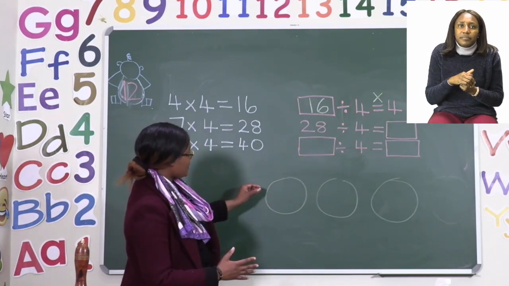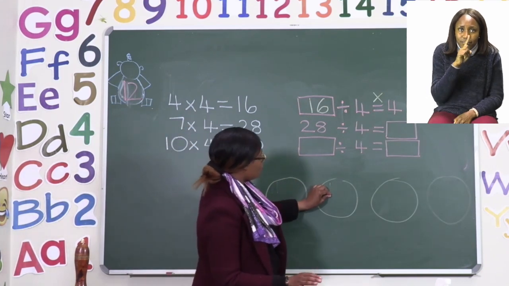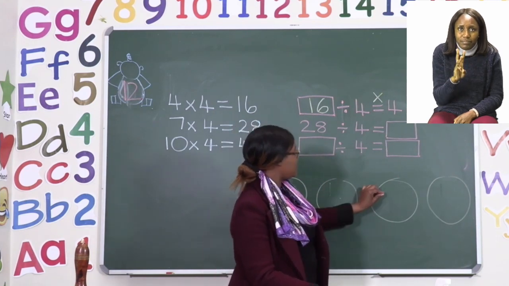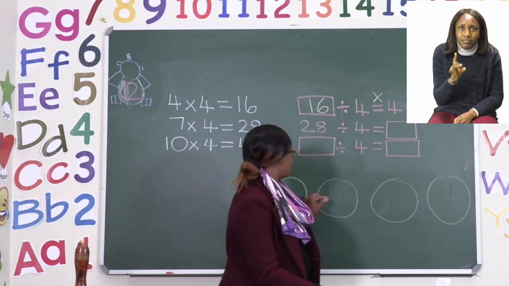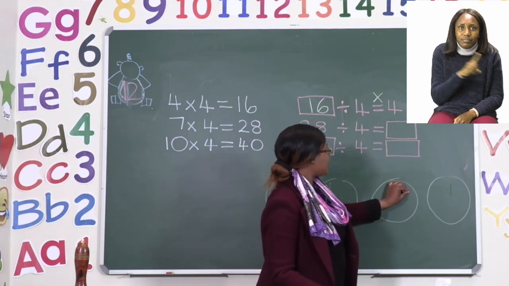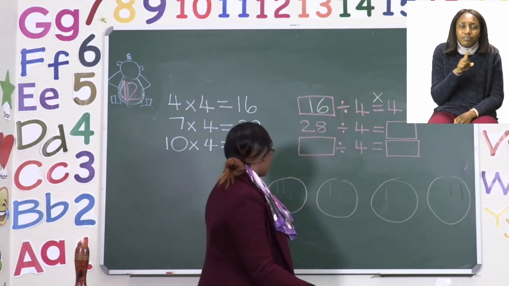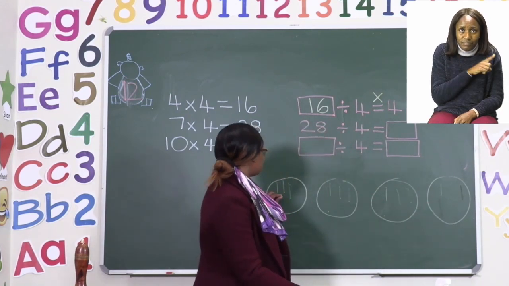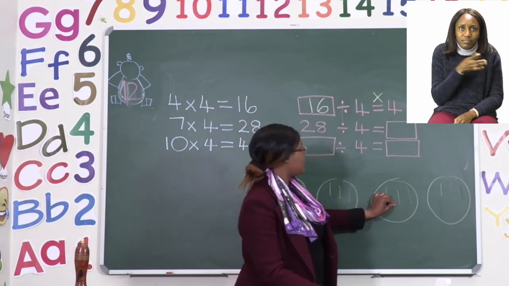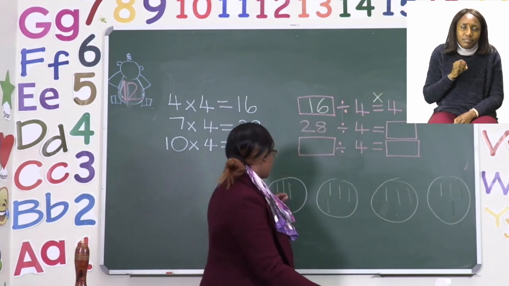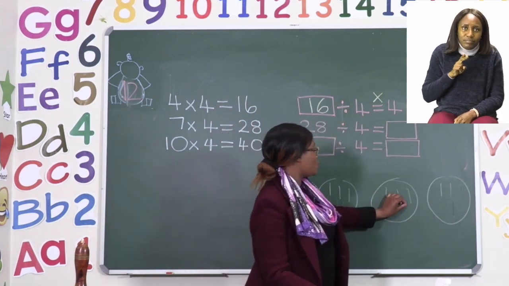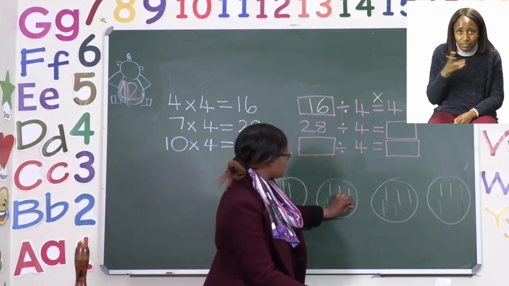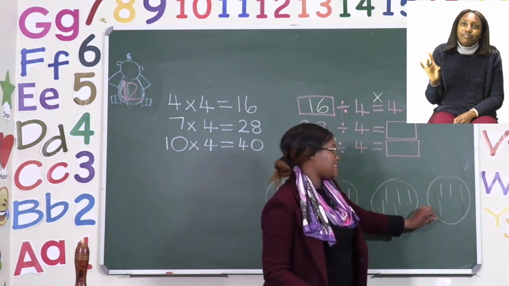So it's as simple as saying 1, 2, 3, 4, 5, 6, 7, 8, 9, 10, up to 28.